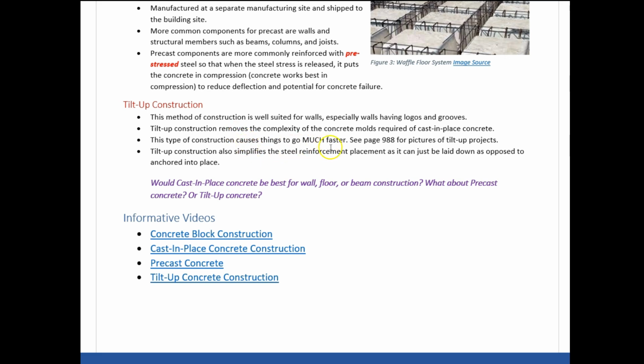This simplifies the whole process so that things can go much faster, and it allows you to get things like logos and grooves and things like that, more intricate designs of your wall systems.